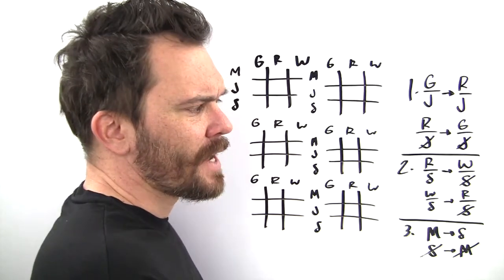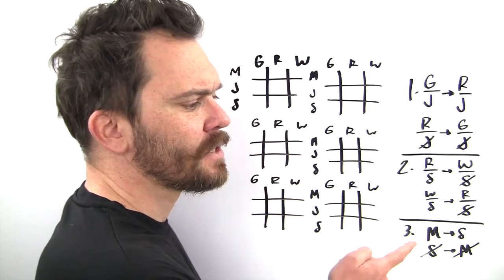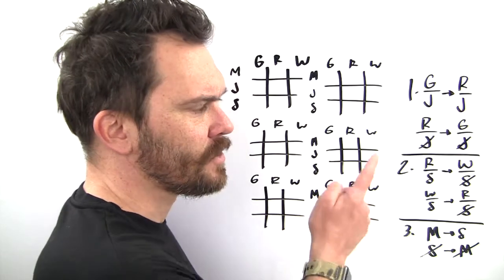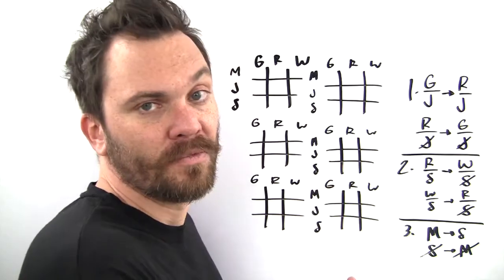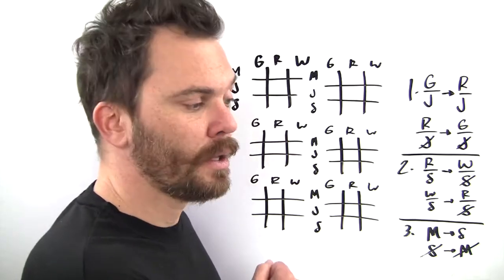Answer choice B violates the second rule. Answer choice C violates this third rule. Answer choice D violates the first rule. And answer choice E violates the third rule again, for those of you keeping score at home.